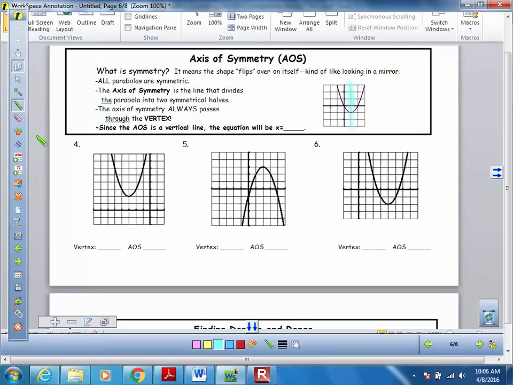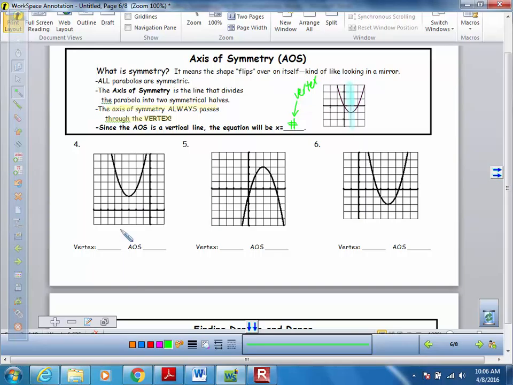Okay? Something that is really neat about the axis of symmetry is that it always passes through the vertex. Okay? And it's a vertical line. So that means every time we do our axis of symmetry, it's going to be x equals the number. And it's actually the number of whatever x is in your vertex.